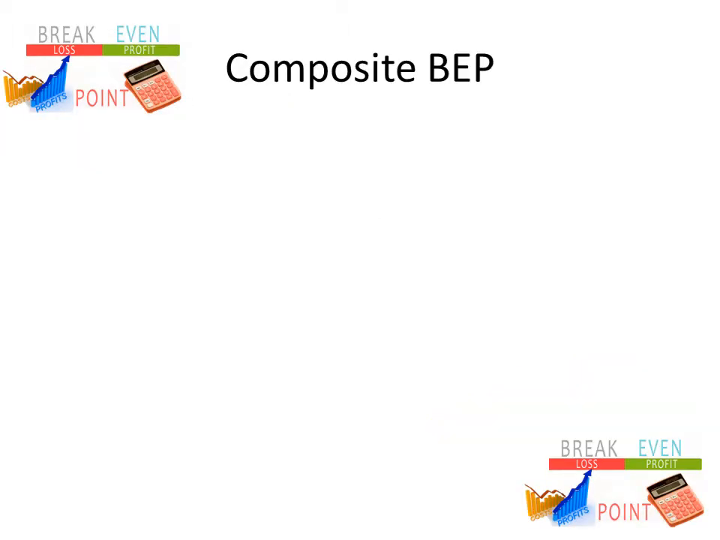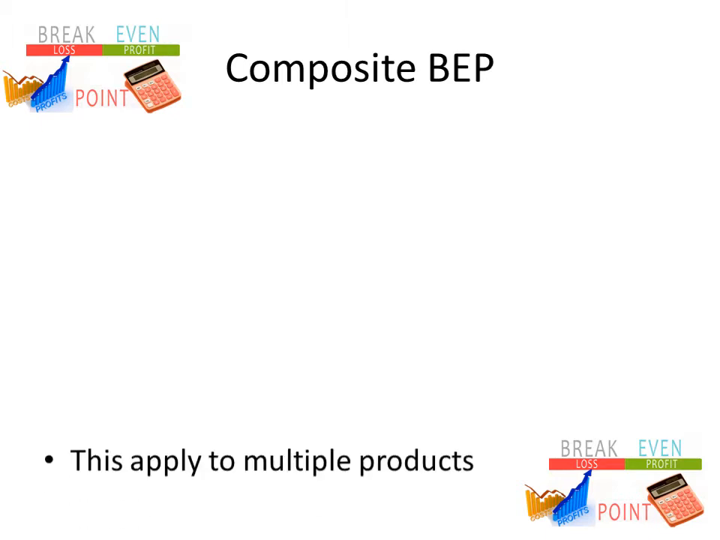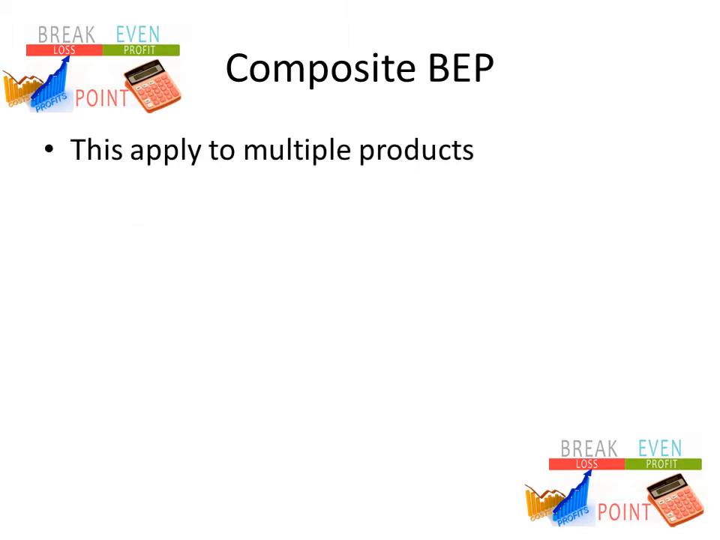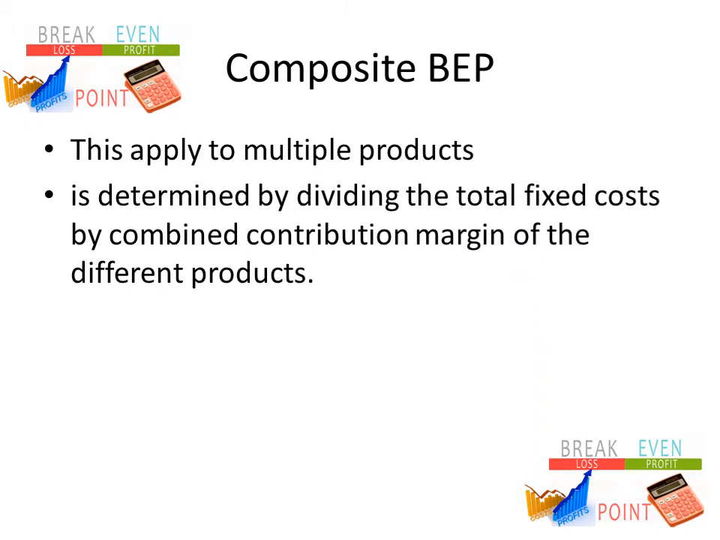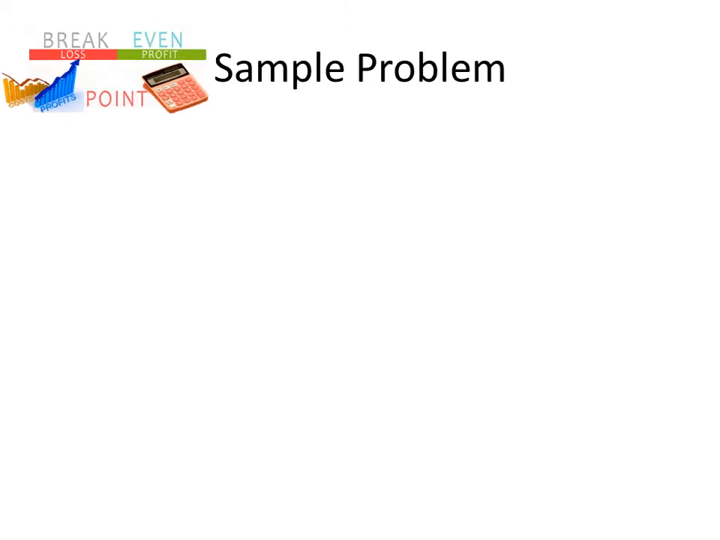Now we also have composite BEP, and normally composite BEP is required for our multiple sales products. This is applied to multiple sales products and is determined by dividing the total fixed cost by the combined contribution margin of the different products. Okay, so let's try the example.